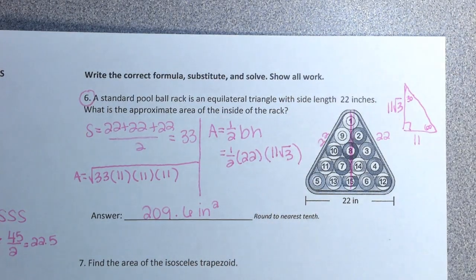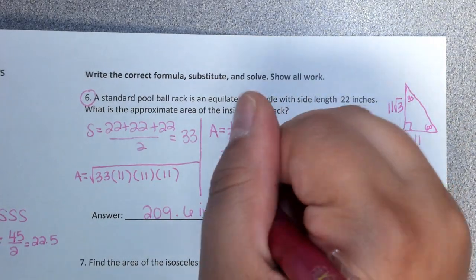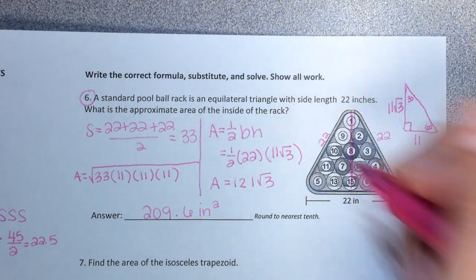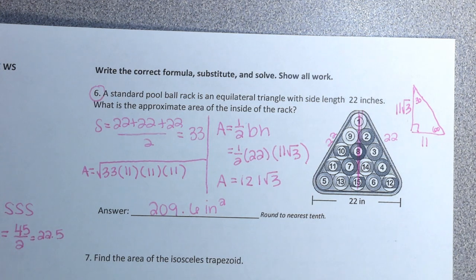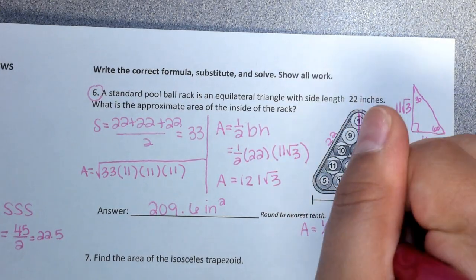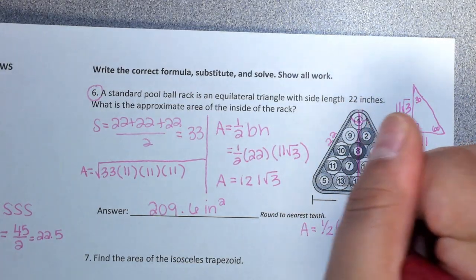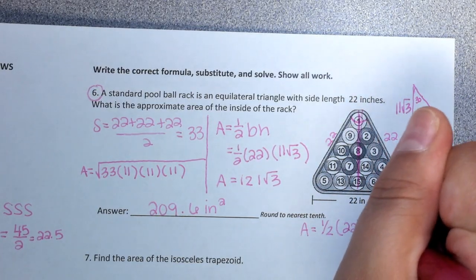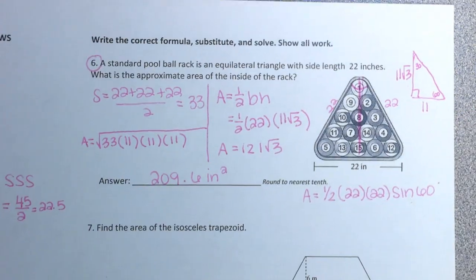So this is another way you could have done it. And you would have gotten 121 root 3 or 209.6. Jason also said you could do side angle side. Because what do you know the angles are? 60. So you could have done 1/2, 22, 22 sine of 60. And that would also give you the right answer.